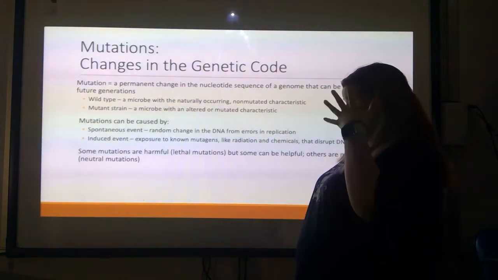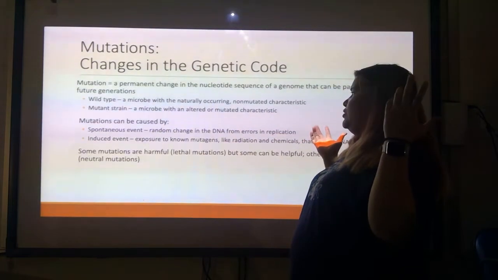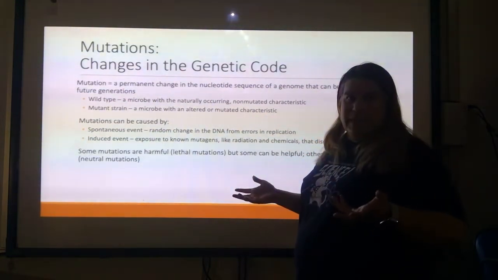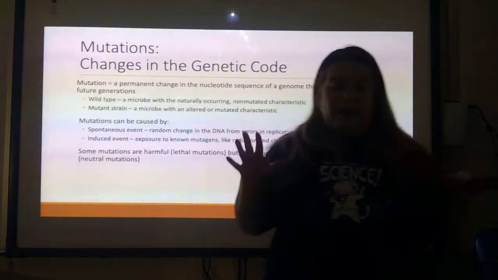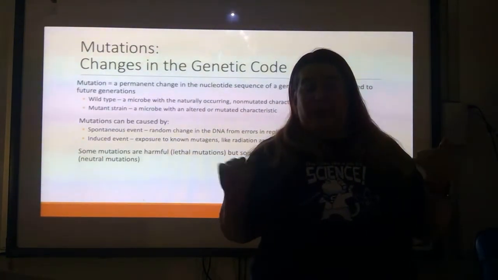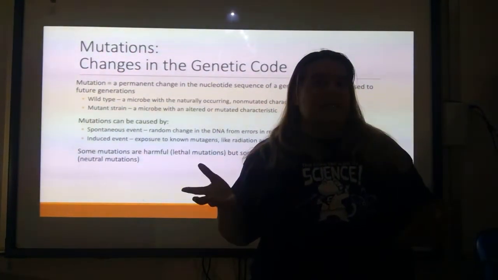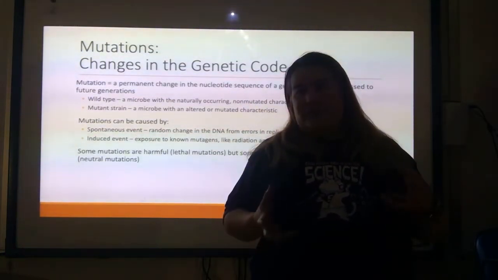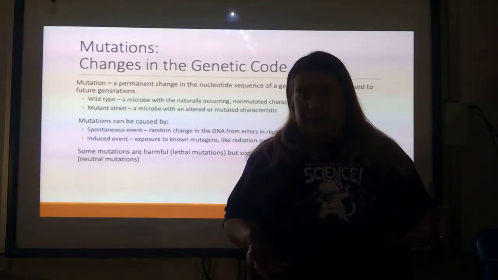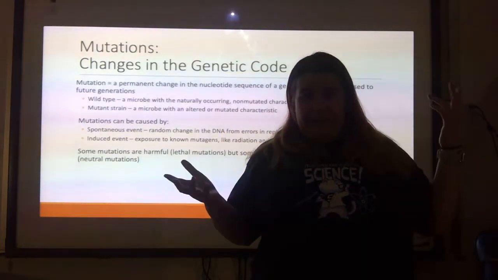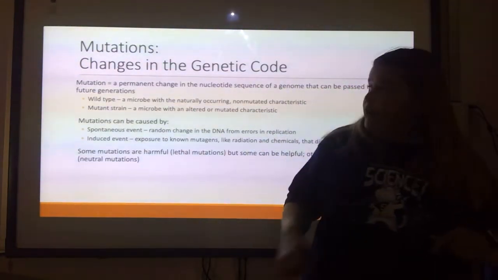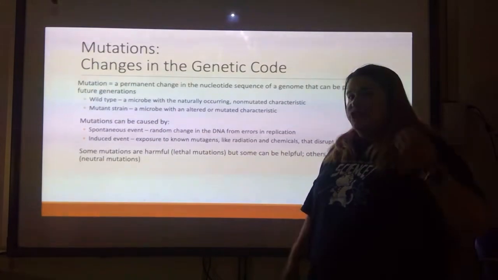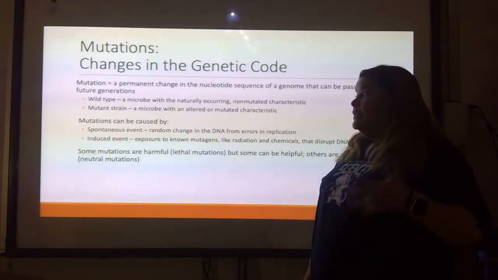Spontaneous is a literal random change in the DNA from errors in replication. So I talked about the DNA polymerase going back and proofreading. Sometimes it doesn't do a real good job. When it doesn't do a good job, you have changes to the DNA that weren't originally there. And it's spontaneous. Sometimes it just happens. However, you can actually induce mutations, an induced event.